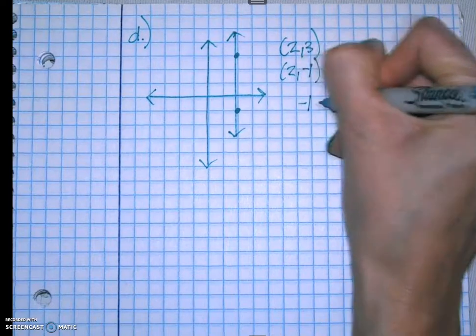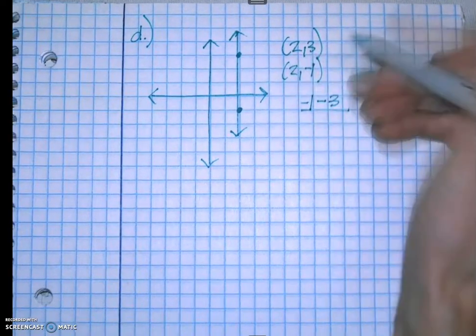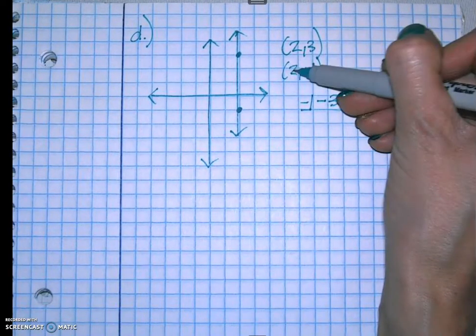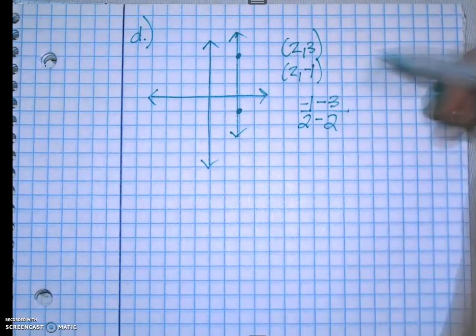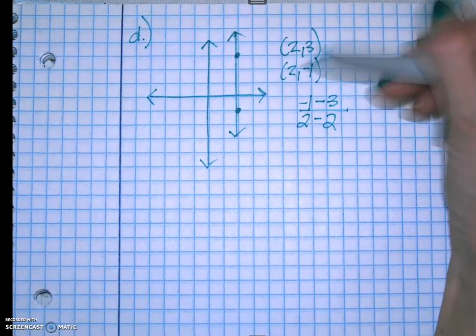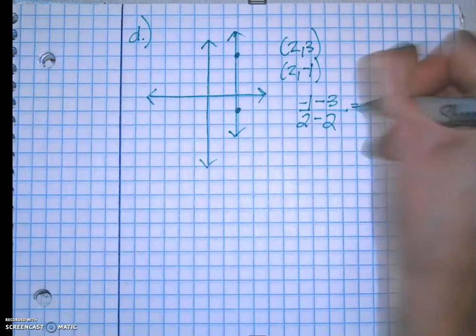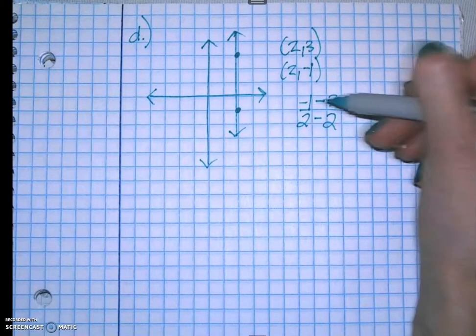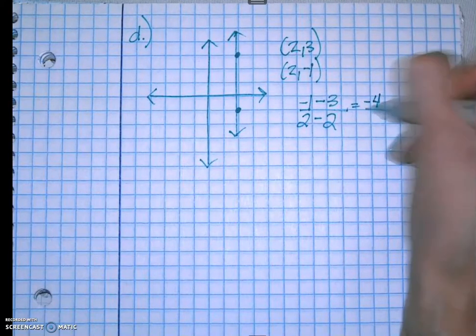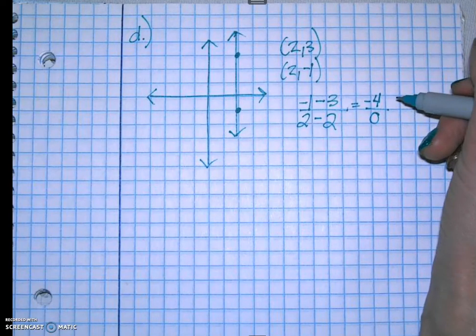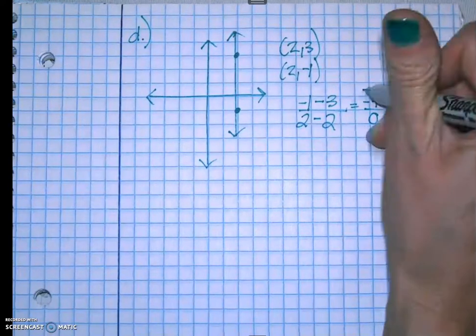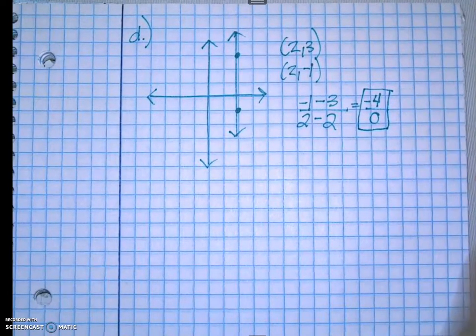So y minus y, and since I started with -1, I have to start with the same x coordinate. So then it's 2 minus 2, okay? So y minus y over x minus x. So right here, -1 minus 3, well, that's -4, and 2 minus 2 is 0. So right now, you should be able to stop, because that should tell you something.